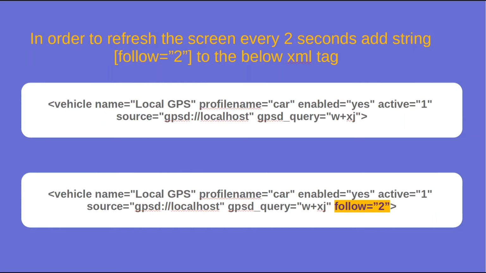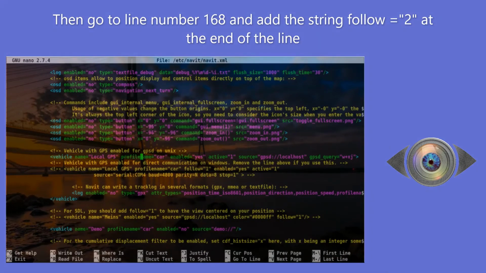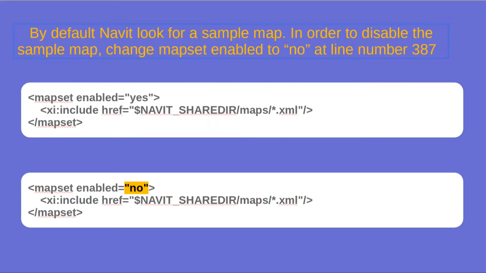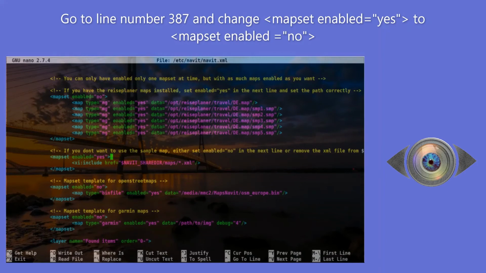Once you are done, let us change the settings to refresh the map every 2 seconds. So let's go to line number 168 and add the string, follow equals 2, at the end of the line. By default, Navit loads the sample map when we launch it. So we have to disable it in order to load the current location map using GPS coordinates. In order to disable the sample map, go to line number 387 and change the map set enabled value to no.